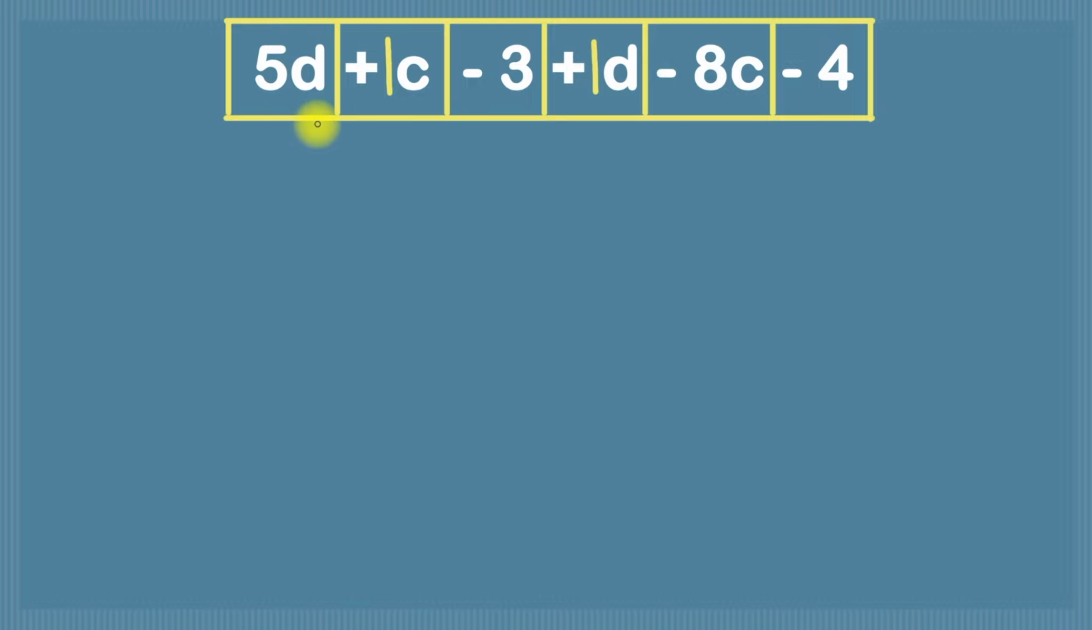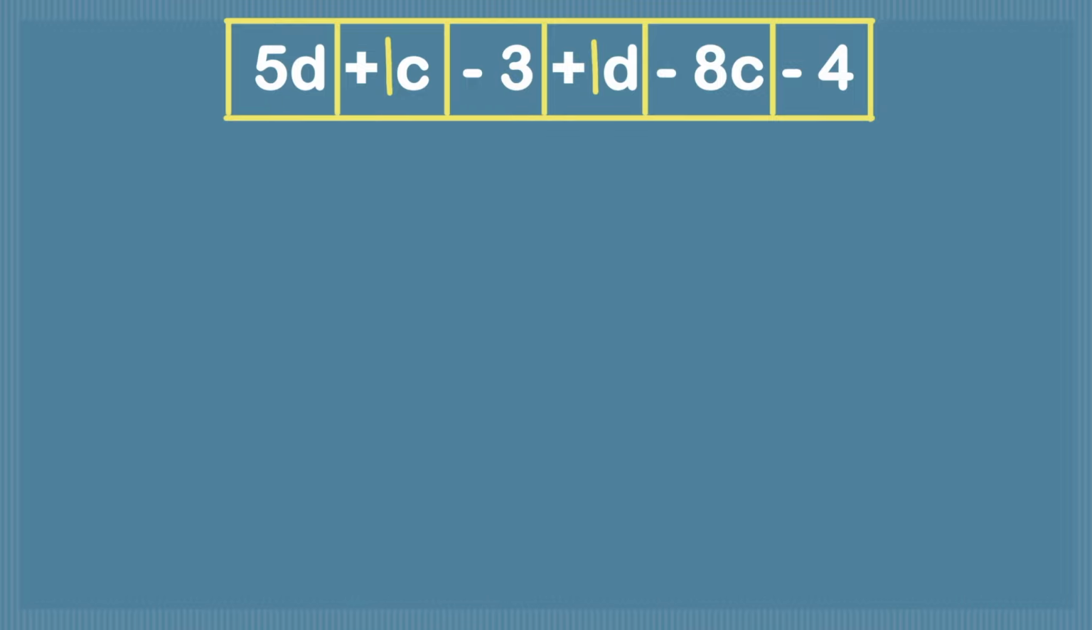Next, I like to be really organized when I'm putting my like terms together. To do that, I create something called a term table. To set up my term table, I'll look for the different letters that I have. I have the letter C in the expression and the letter D in the expression. But I also have numbers by themselves.